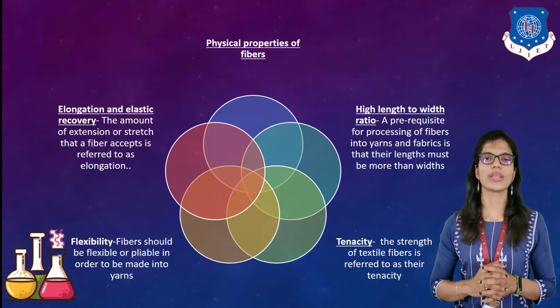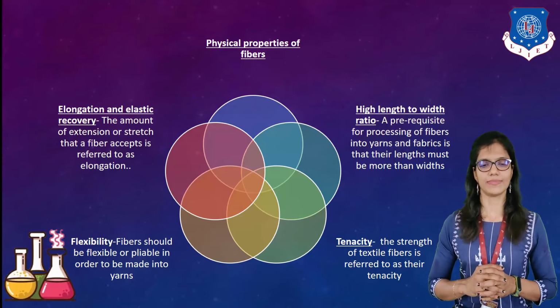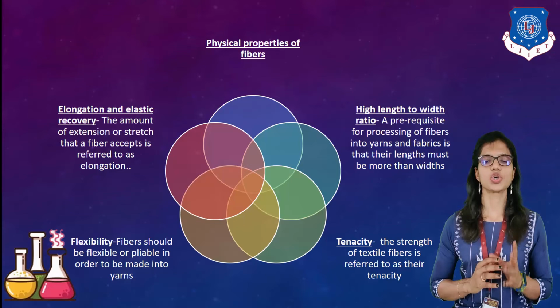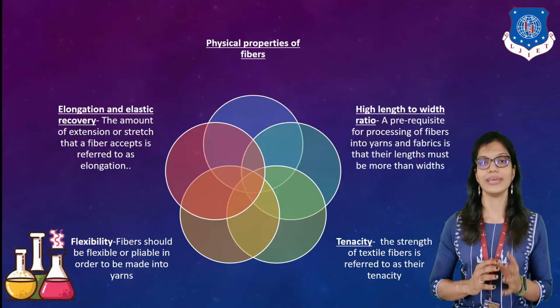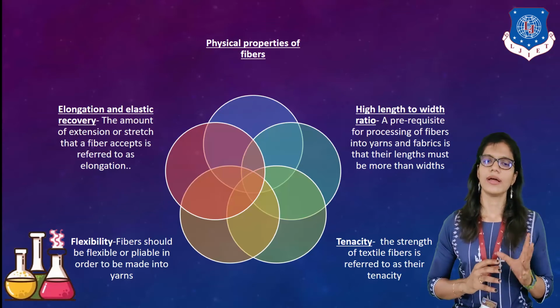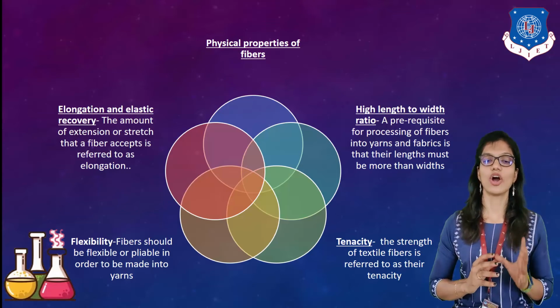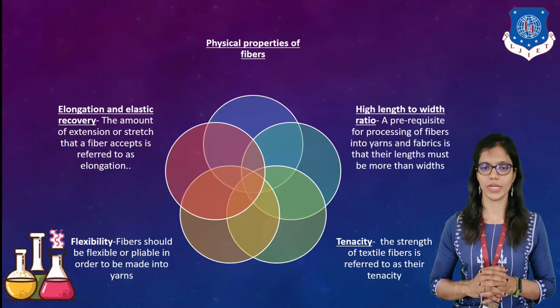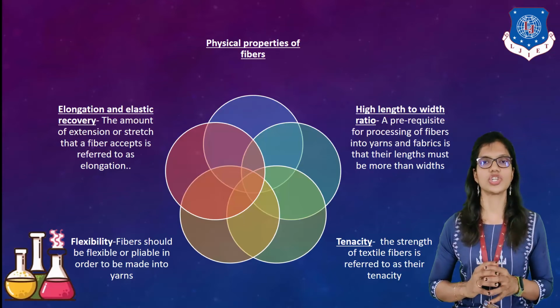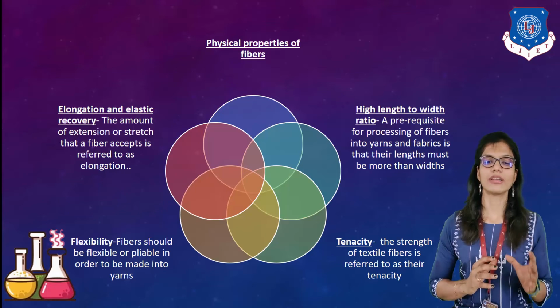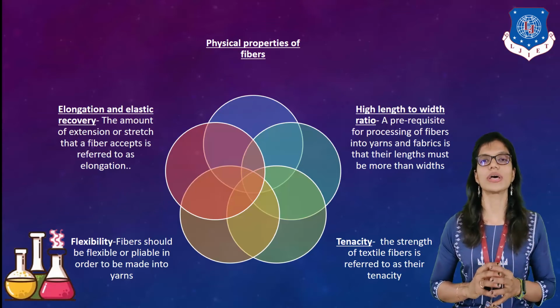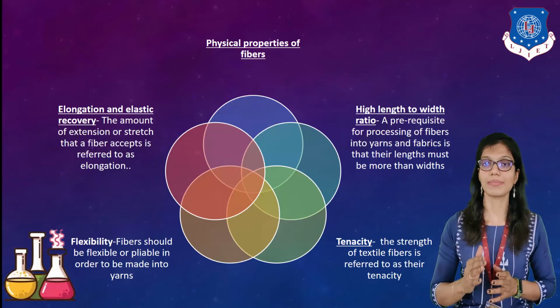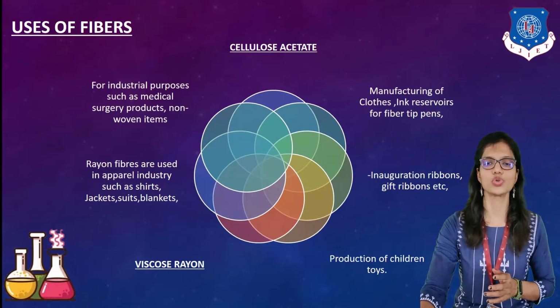Next one is flexibility. Fibers should be flexible or pliable in order to be made into yarns. This is the most important one. Next and last is elongation and elastic recovery. The amount of extension or stretch that a fiber accepts is referred to as the elongation. It's very important because flexibility and elongation go hand in hand.